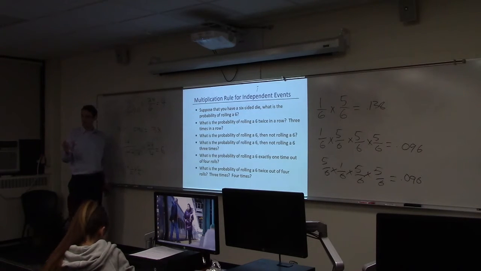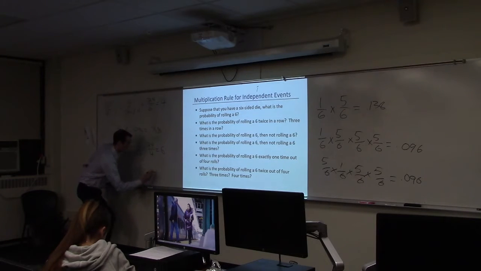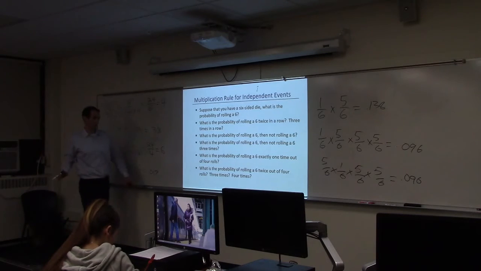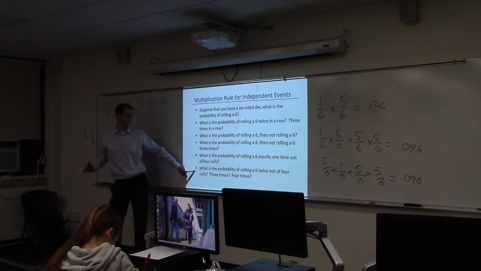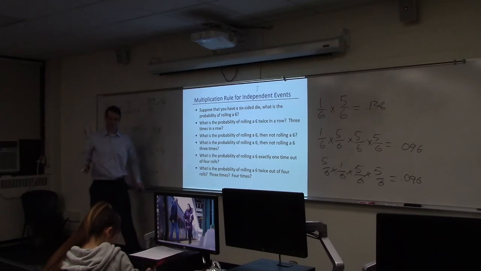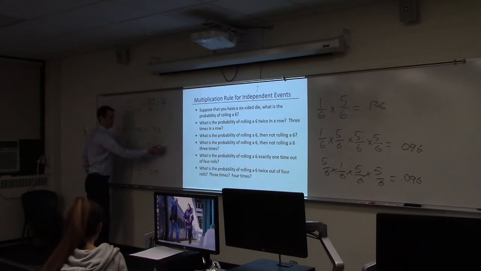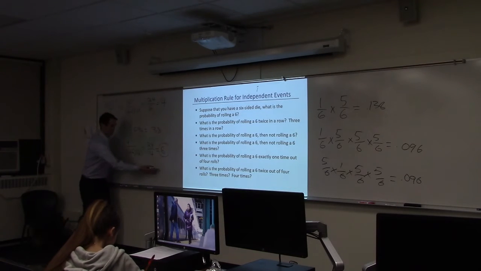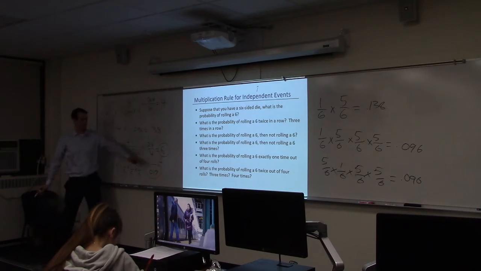Somebody have the answer for me? 0.019. All right. So, in order to answer this question, what is the probability of rolling a 6 twice out of 4 rolls? I'm going to take the number of combinations, ways that that could happen, times the probability of it happening each time. So I'm going to take 6 times 0.019.